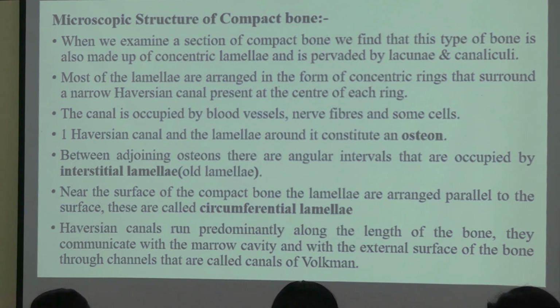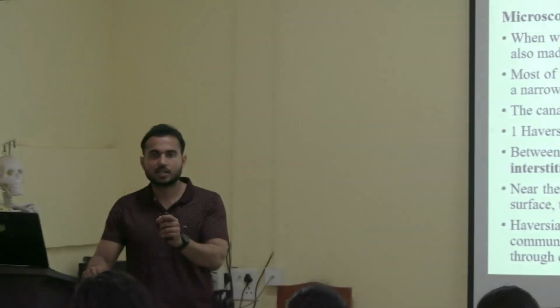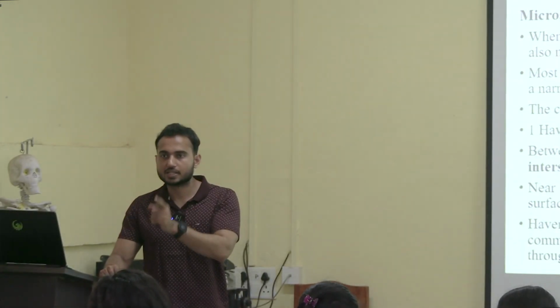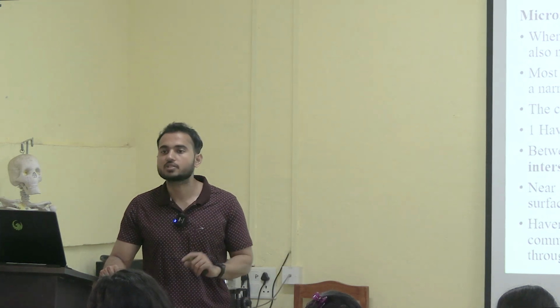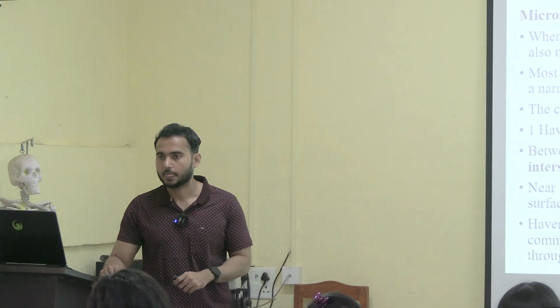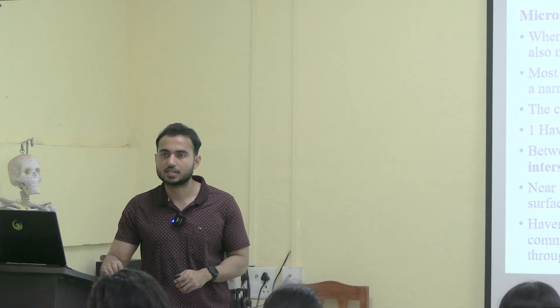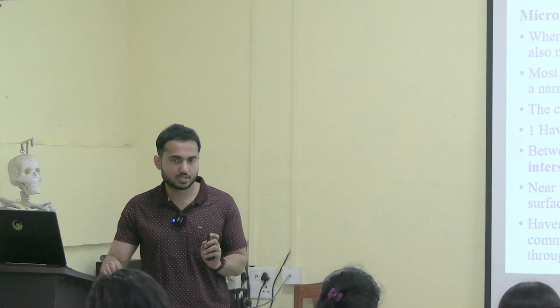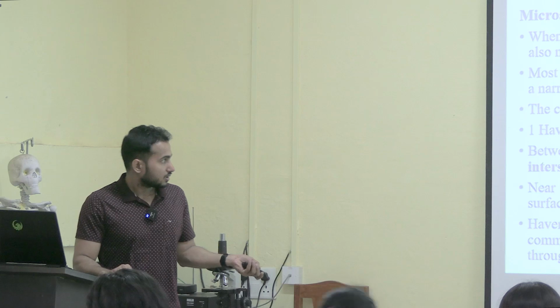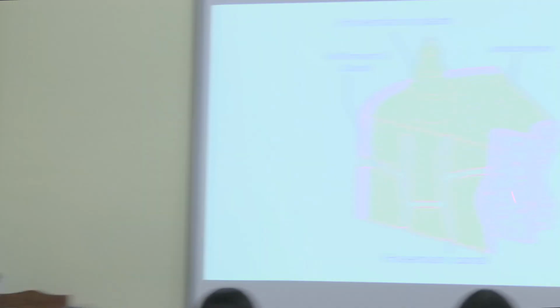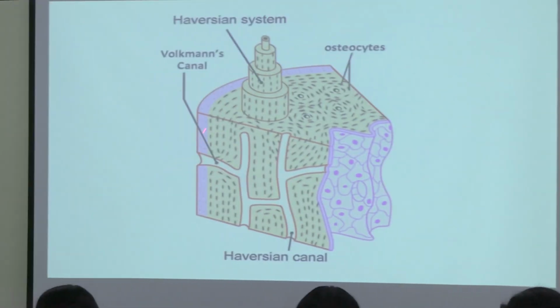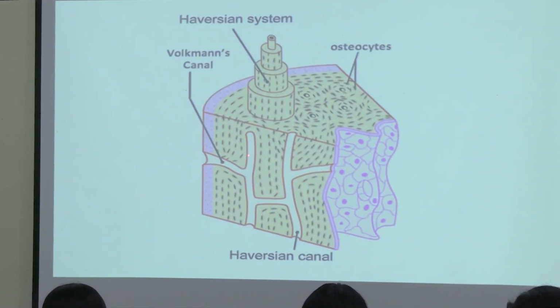Next point, the Haversian canal connects with the marrow cavity, and it connects with the exterior also by a canal, which is called Volkmann's canal. Have you heard about this Volkmann's canal? Yes. So here you can see this is the inner aspect of the bone, this is the outer aspect of the bone. Which bone is this? This is the compact bone and this is the spongy bone.